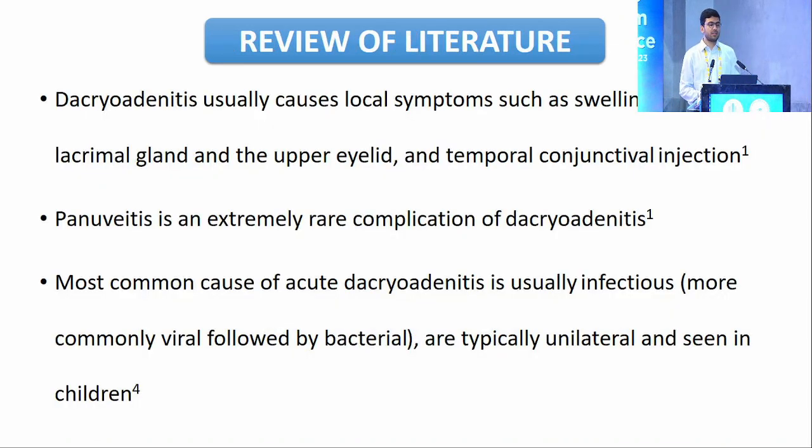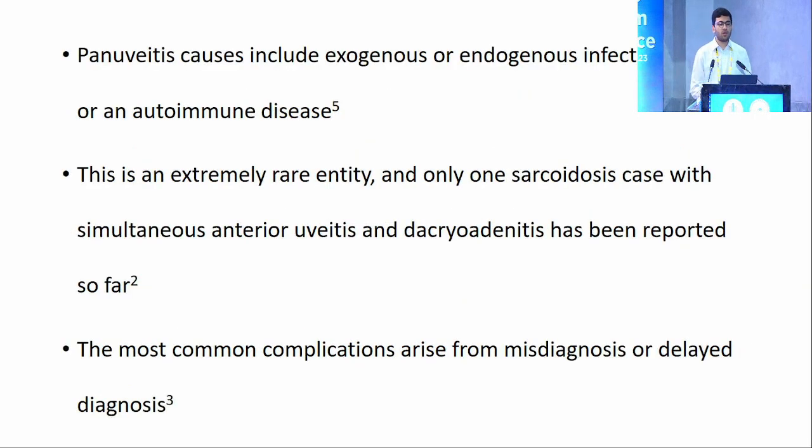Dacryoadenitis usually causes local symptoms such as swelling of the lacrimal gland and the upper eyelid and temporal conjunctival injection. Panuveitis is an extremely rare complication of dacryoadenitis. The most common cause of acute dacryoadenitis is usually infectious, more commonly viral followed by bacterial, and is typically unilateral and seen in children. Panuveitis causes are exogenous or endogenous infection, injury, or an autoimmune disease. This is an extremely rare entity, and only one case with simultaneous anterior uveitis and dacryoadenitis has been reported so far. The most common complications arise from misdiagnosis or delayed diagnosis.